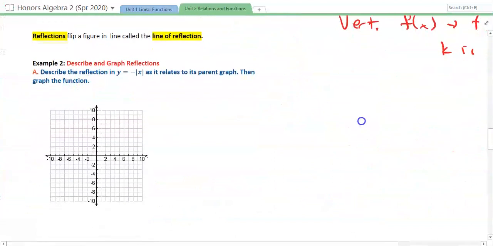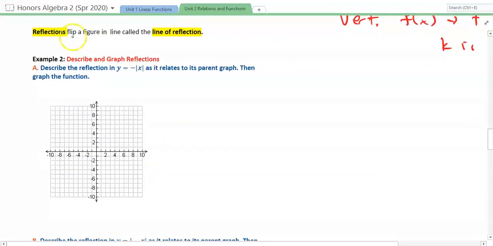Our second type of transformation is a reflection, and a reflection is a flip of the figure along a line called the line of reflection. And so there are 2 lines that we're typically going to reflect upon, and that is either a horizontal reflection across a line of x equals a certain number, or a vertical reflection across a line of y equals a certain number.